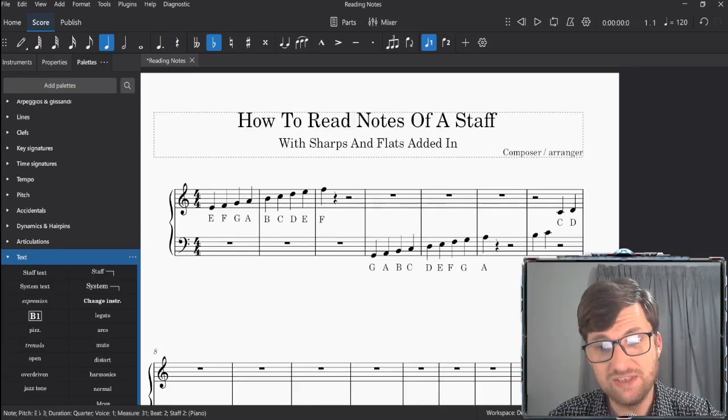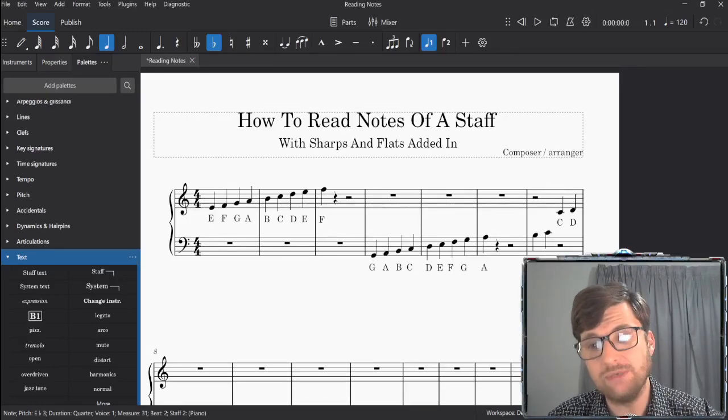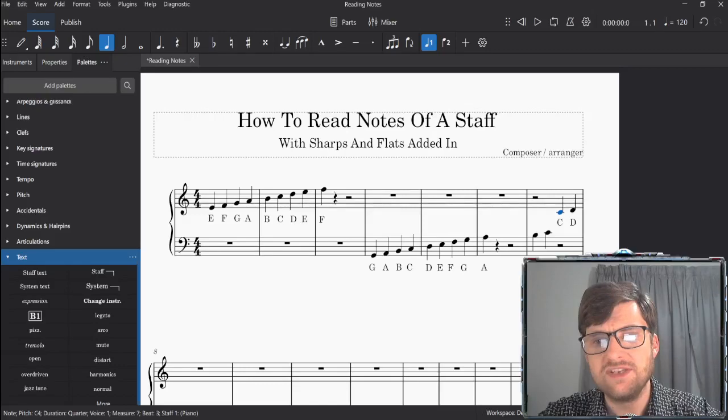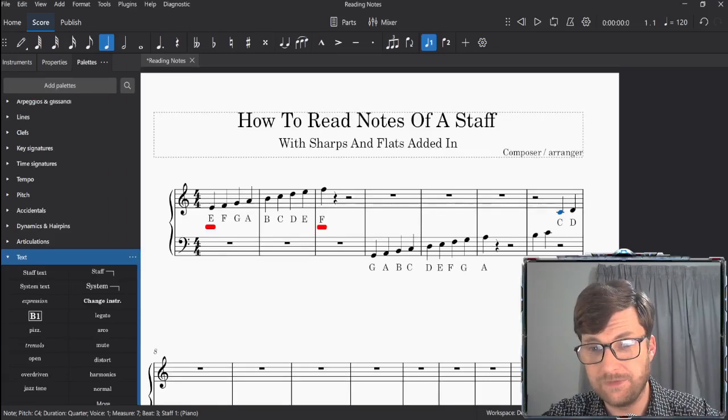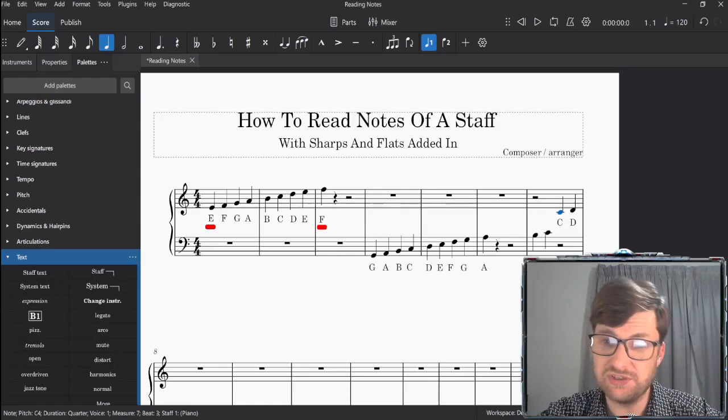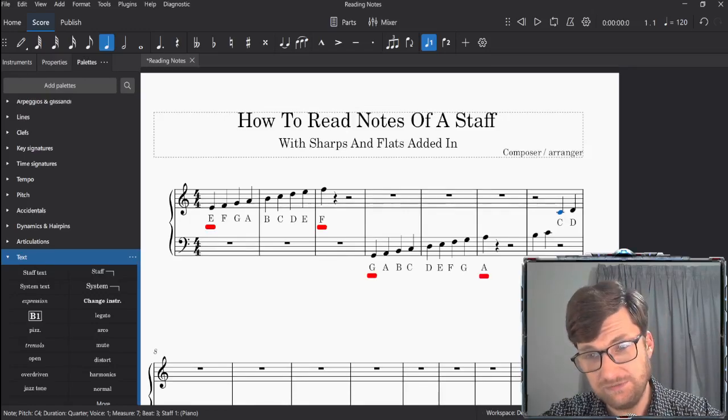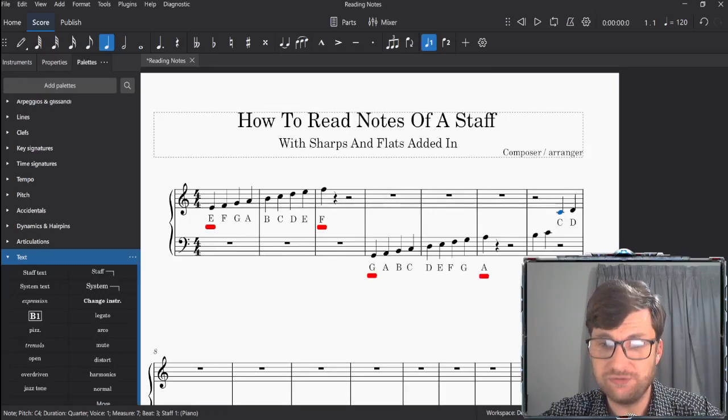The pitch of the note is determined by its position on the actual staff. Each line and space represents a different pitch. Let's have a look at the treble staff first. Now the first line on the treble staff is E, and it goes up in alphabetical order to F. On the bass staff, it starts on G and ends on A. So the positions are a little different.